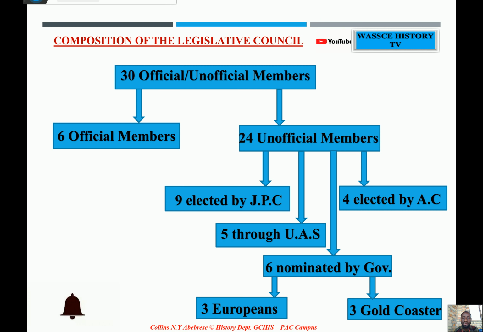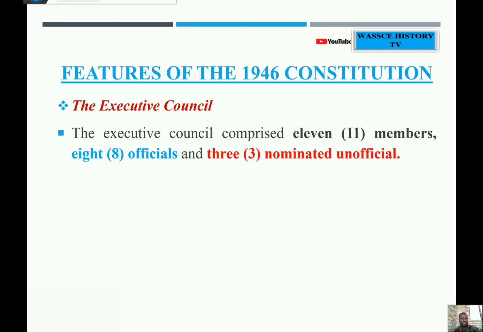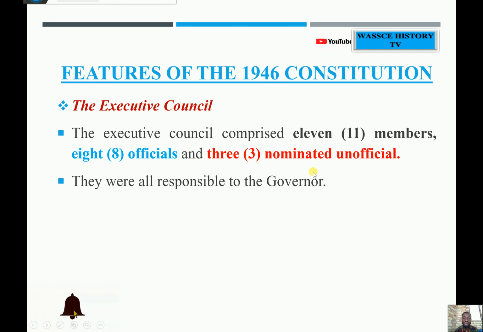Not much. So let's look at the features. Let's go to the Executive Council as well, as we have it. The Executive Council was supposed to comprise 11 members, 8 officials and 3 nominated unofficials. But take a look at the 1925 Constitution. It was only 5 British officials, that's 5 officials and the governor, making the Executive Council 6.